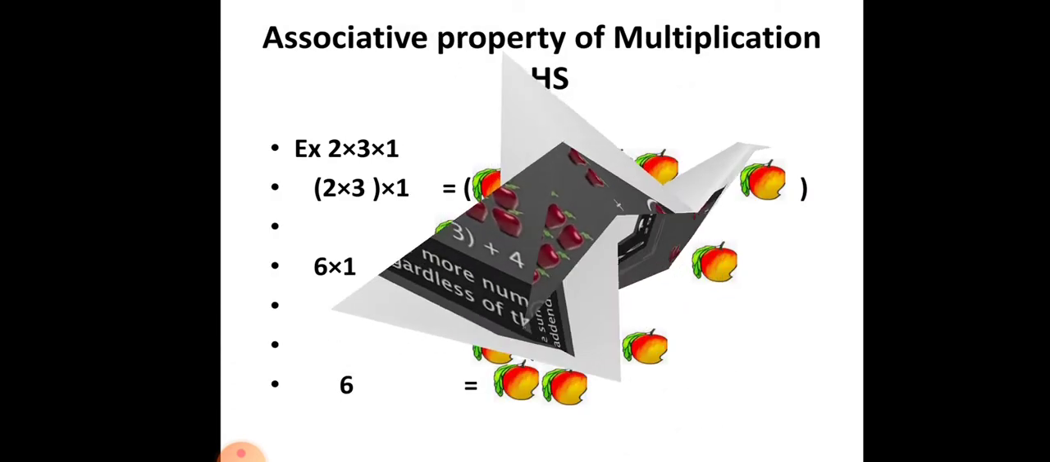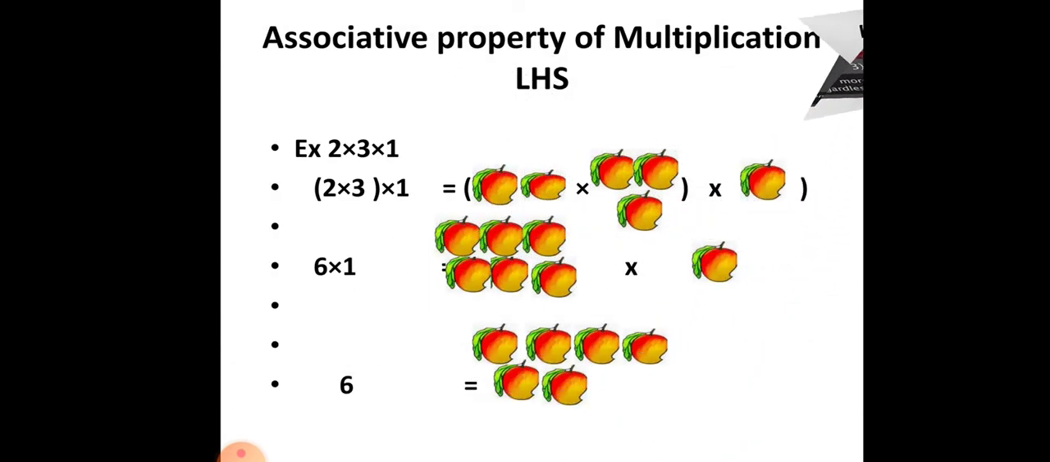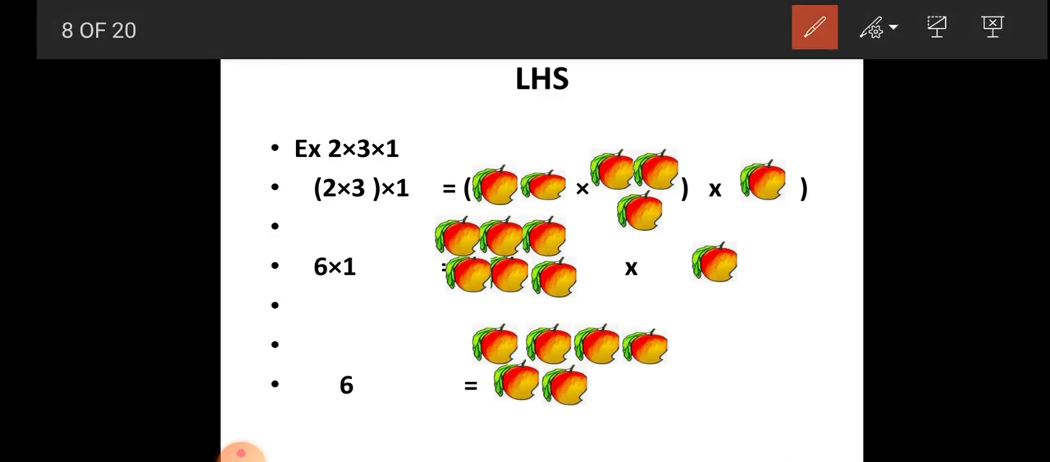Now, associative property of multiplication. Again, the same rule. When we multiply three or more numbers, we group them. We arrange them suitably. Grouping means using brackets, and the numbers that are grouped within a bracket become one unit.